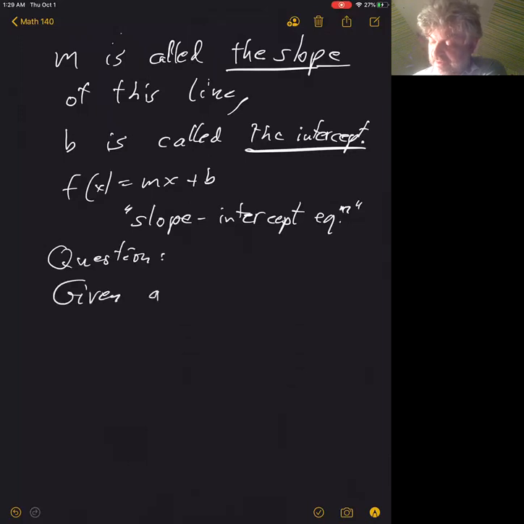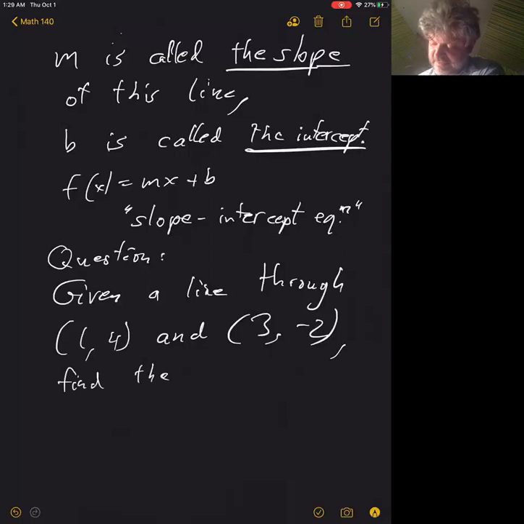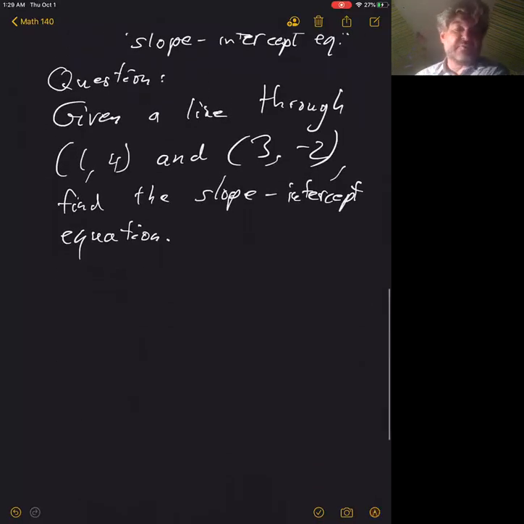Given a line through 2 points, (1, 4) and (3, -2). Find the slope-intercept equation. So we have to find the m and the b.